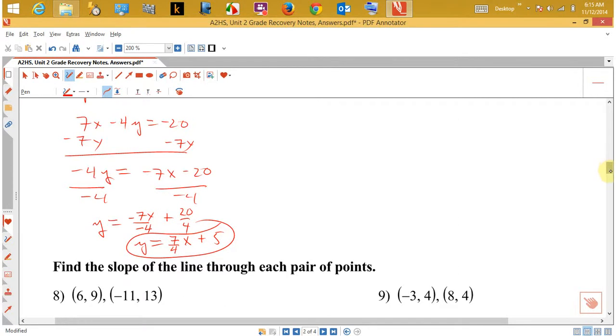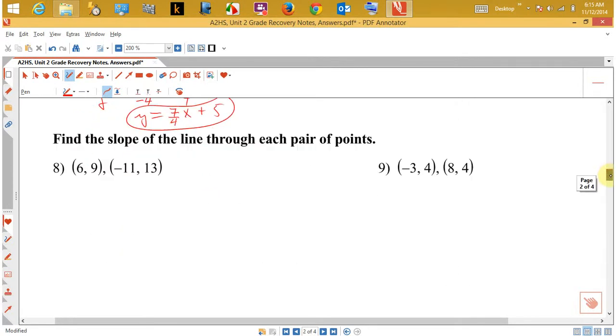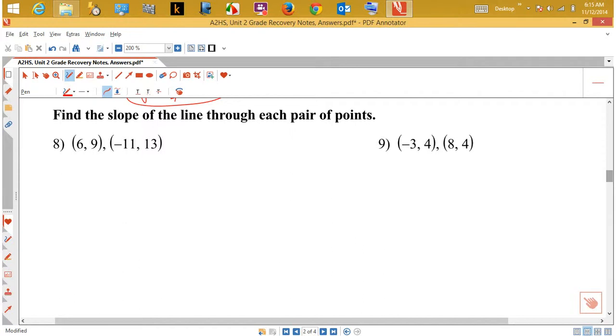Okay, find the slope through each pair of points. I'm going to do this in 2 ways on one of these, and then I'm just going to do it one way on the others. I'm going to first use the method by using the point slope formula. The point slope formula is y minus y1 is equal to the slope times x minus x1. So the first thing I have to do is find the slope of this line.